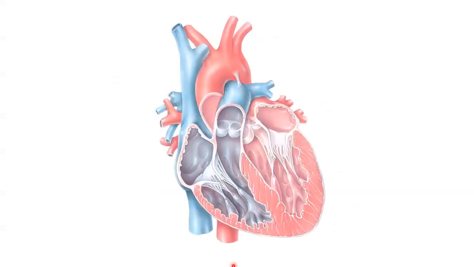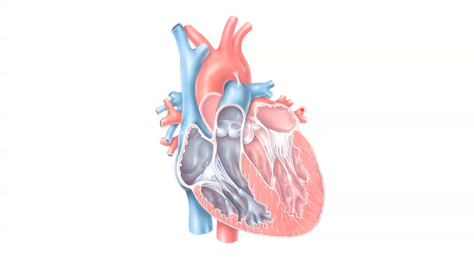Now taking a look inside the heart, and the heart is made up of four chambers. There are two chambers called the atria, so these two superior chambers here, and then two inferior chambers called the ventricles. The two superior atria receive blood from the vena cava and the pulmonary veins. The two inferior ventricles eject blood out into the pulmonary trunk and into the aorta.